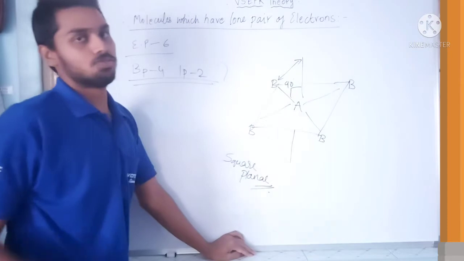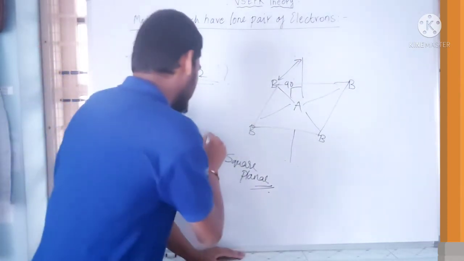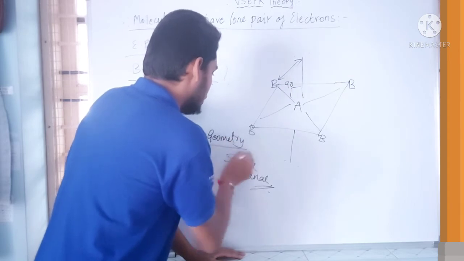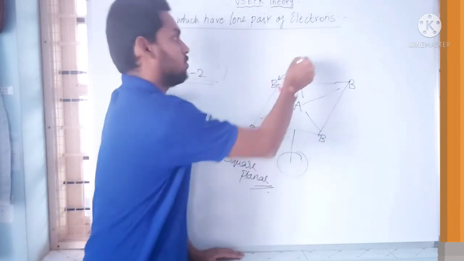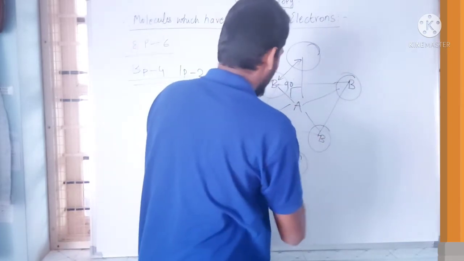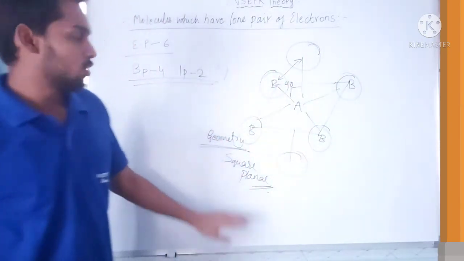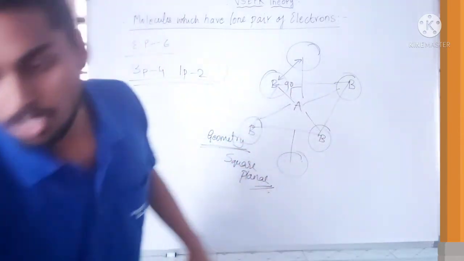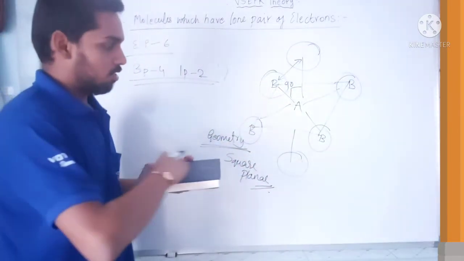When we are dealing with the structure, when we are writing the geometry of any molecule, I said you should never consider these lone pairs. We should just consider the bonded pairs. So there are 4 bonded pairs which are on the same plane. So I can say square planar. So square planar, they are on the same plane.